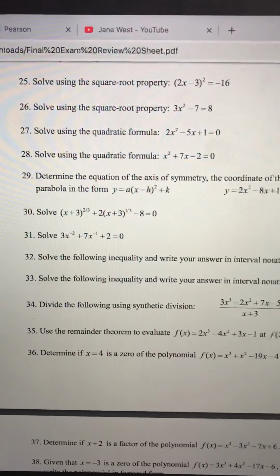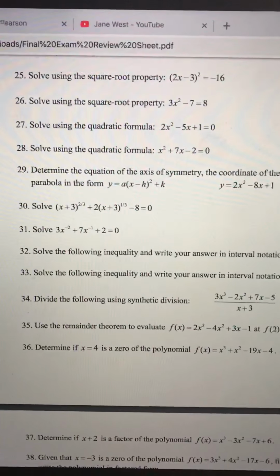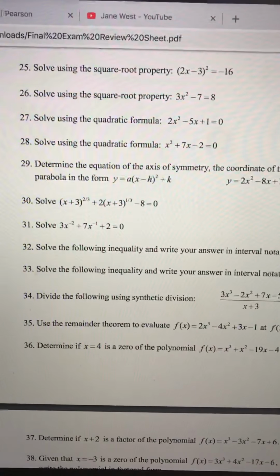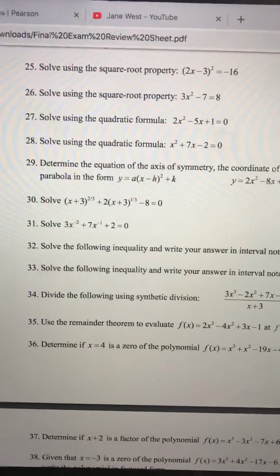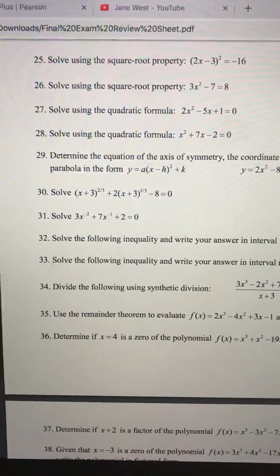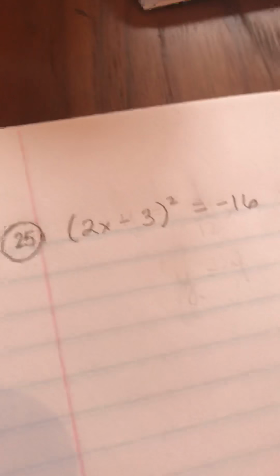Okay, this is the final exam review for Math 110, starting with number 25. Solve using the square root property: the quantity 2x minus 3 squared equals negative 16. All right, so the deal here is we have something squared equal to a number, and when that's the case, you can use the square root property.